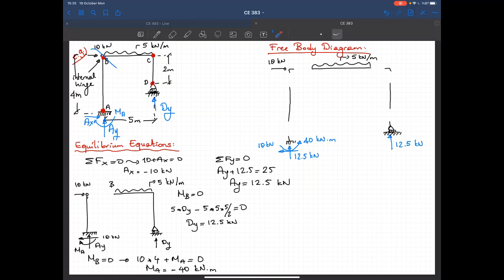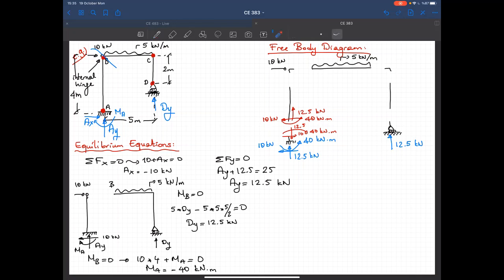So I'm writing the equilibrium equation. I'm starting from this node, writing the equilibrium equation for that node. So I have 10, 12.5, and 40. Now node A is in equilibrium. So I should transfer the forces, 12.5 kilonewtons, 10 kilonewtons, and that's the 40 kilonewton meter moment.